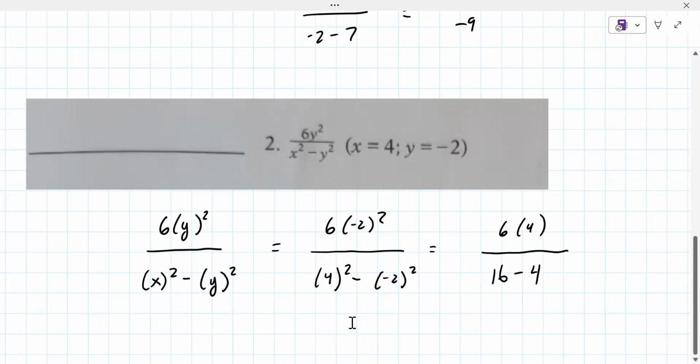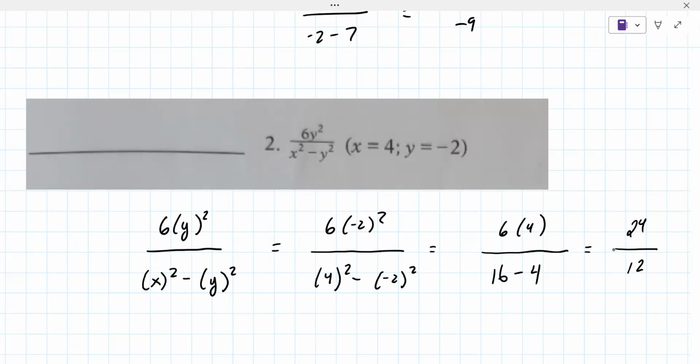So 6, 4, and 16. That would be 6 times 4, 24. And then 16 minus 4 would be 12. And then that would equal 1/2? No. What number is on top? What number is on the bottom? 24 is on top, 12 is on the bottom. So it is not 1/2.